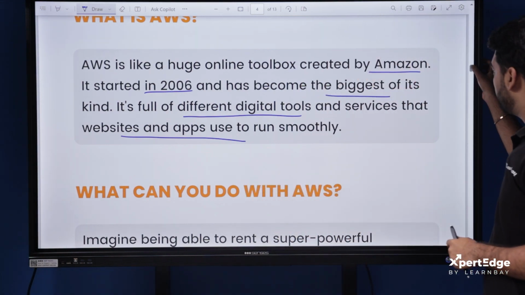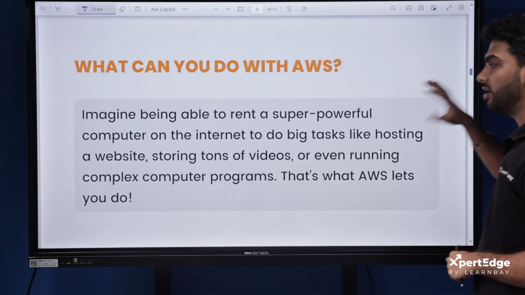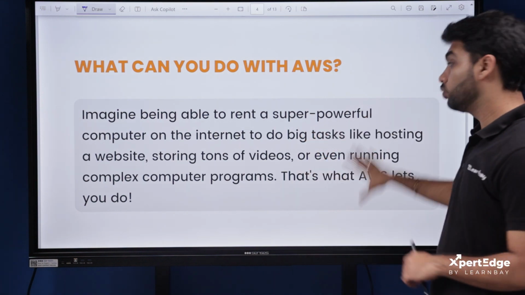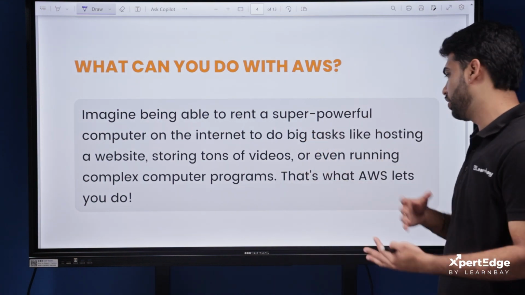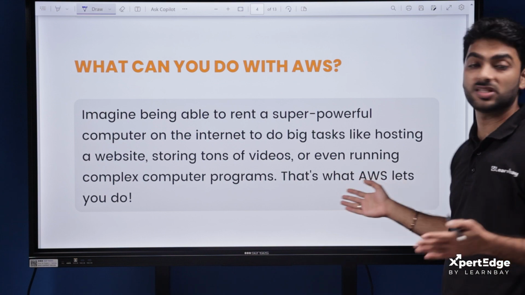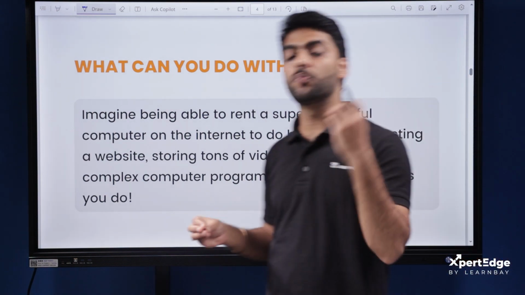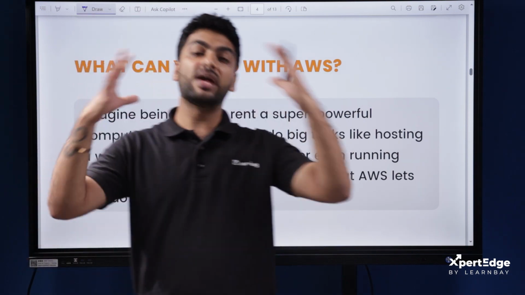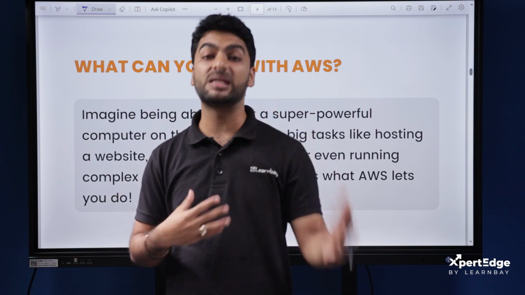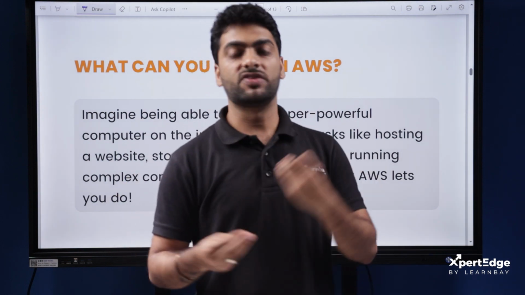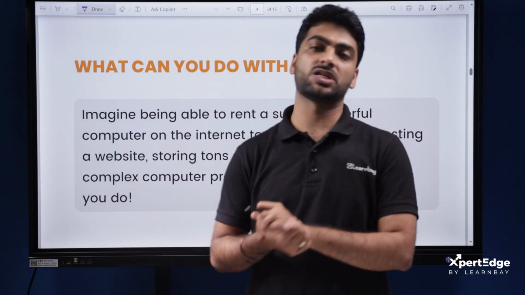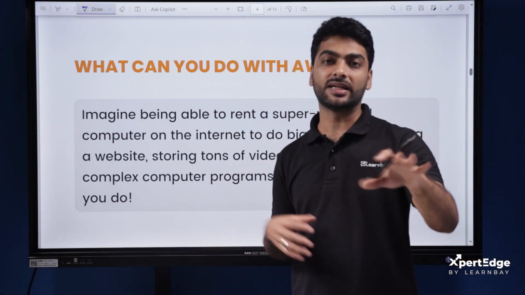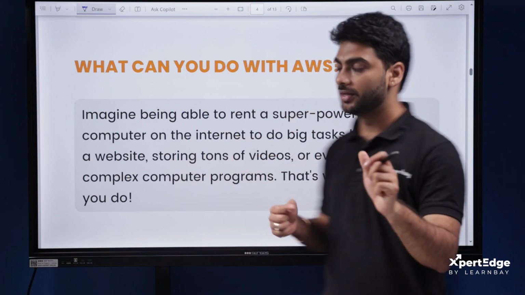Then what can you do with AWS? Apart from understanding consumer behavior and data, it is able to rent a super powerful computer for you, to do tasks like hosting a website, storing videos, running complex computer programs. That is why AWS is one of the most sought-after cloud computing platforms when we are dealing with a very huge database, especially a multimedia database, which has videos, hosted websites, and a lot to deal with in consumer behavior, and then curating or manipulating the data accordingly, right?